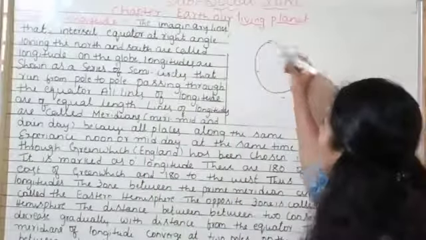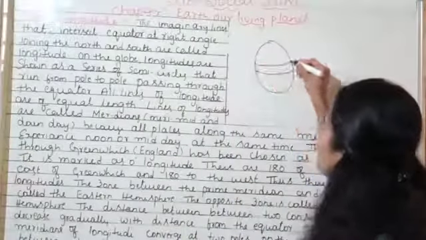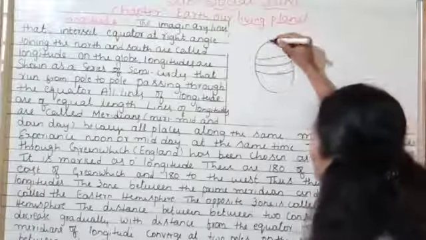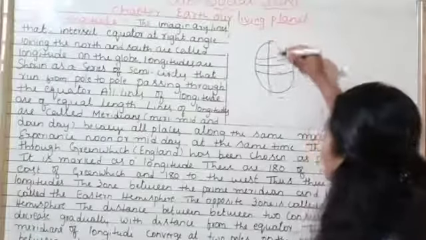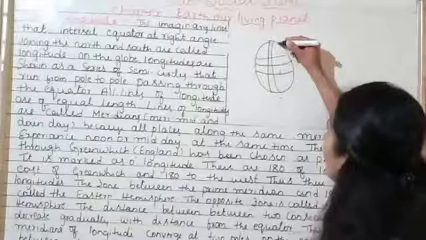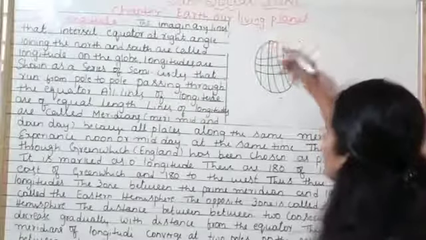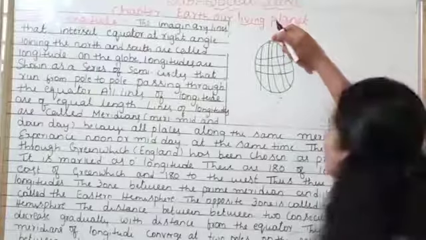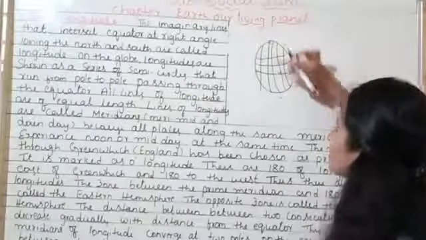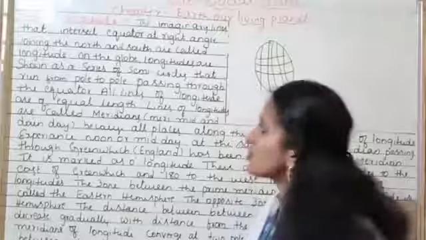You know what latitude means, so this is considered latitudes. Longitudes are the imaginary lines which intersect the equator, joining the north and the south. This is called longitudes. The imaginary lines which run from north to south are called longitudes.